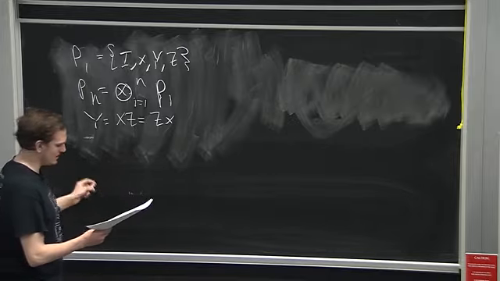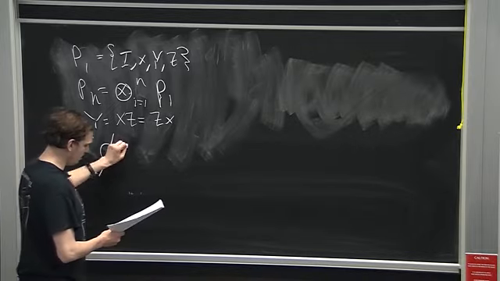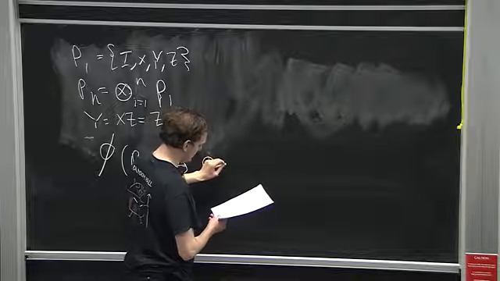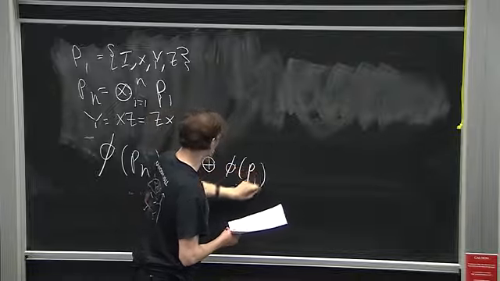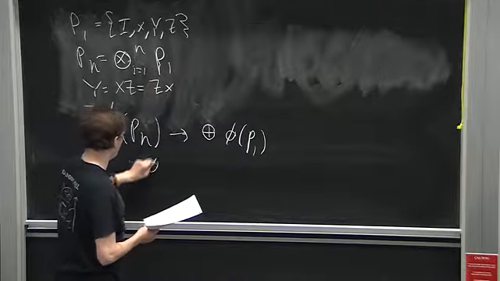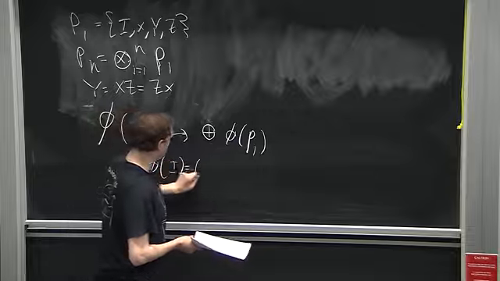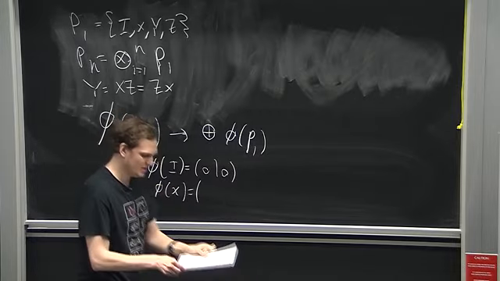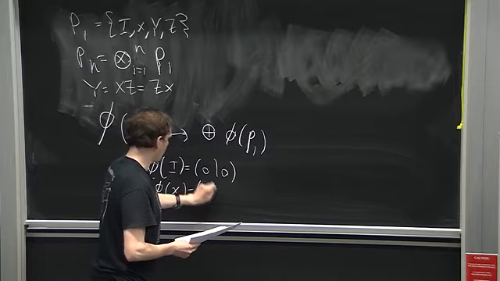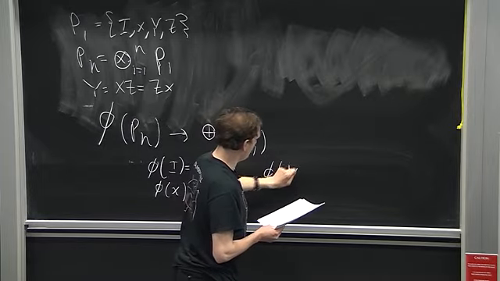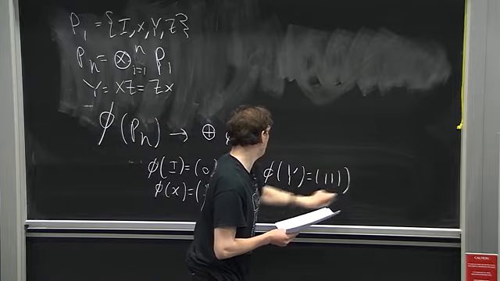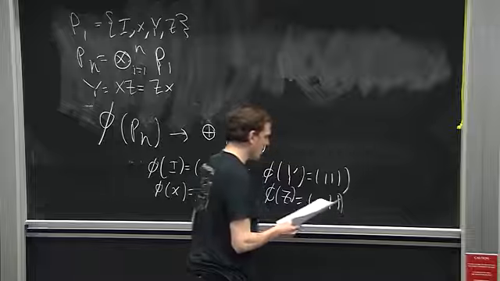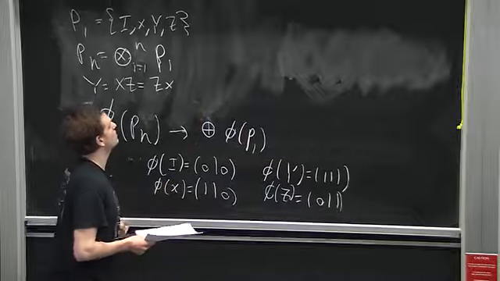So we briefly covered this in class. I'm going to call it phi, and it basically maps Pn into a direct sum of representations of each of the 1-qubit Paulis, where we have phi of I is 0,0, phi of X is 1,0, phi of Y is 1,1, and phi of Z is 0,1. I'll be using this at times to make some things a little easier.